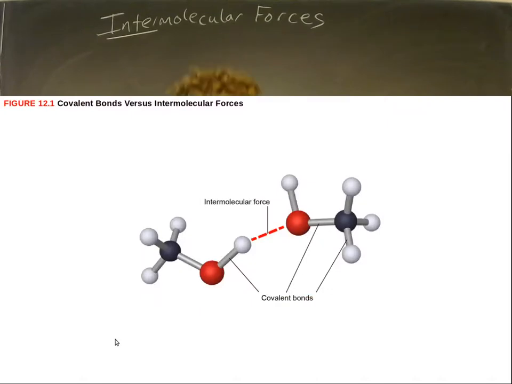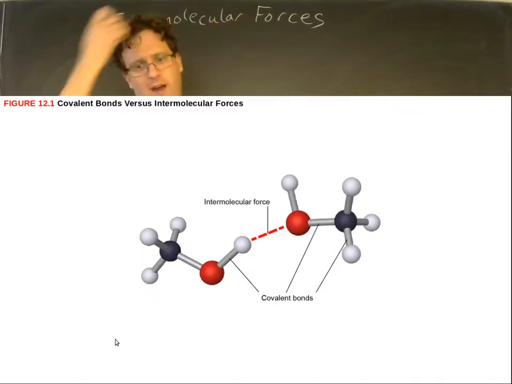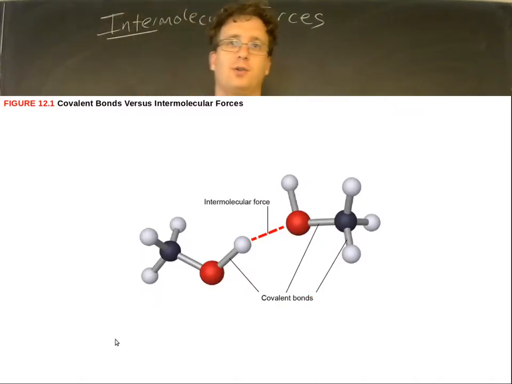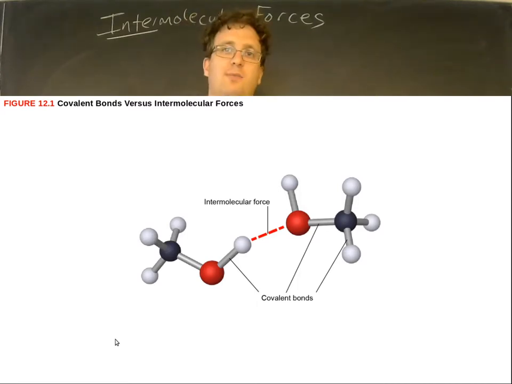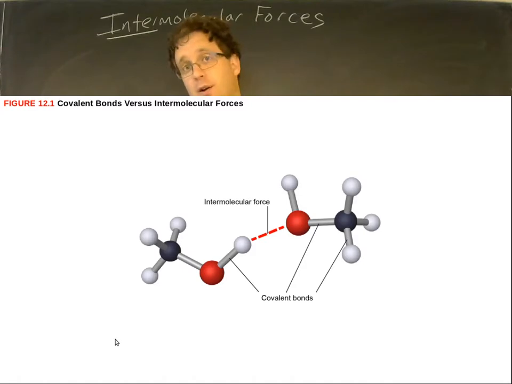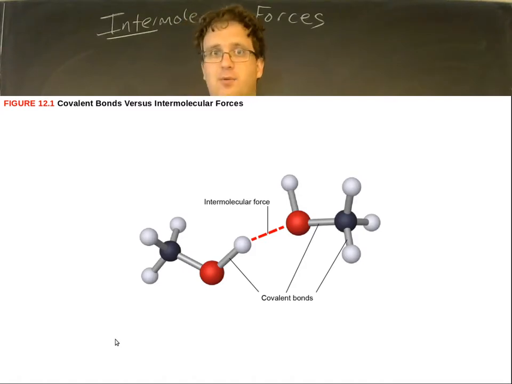is with figure 12.1. Here we have two different methanol molecules, or CH3OH molecules, and the forces that hold the carbon atom to the hydrogen atoms and the oxygen atom, those are covalent bonds. Those are intramolecular forces. Those are strong bonds that take a lot of energy to break. And breaking them leads to a chemical reaction.